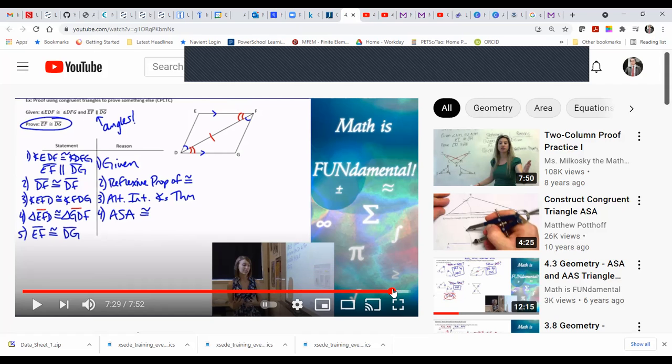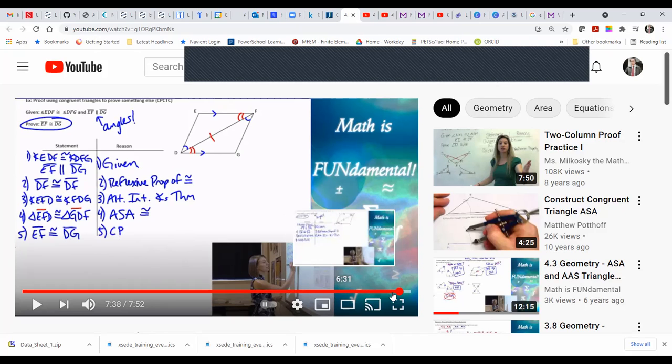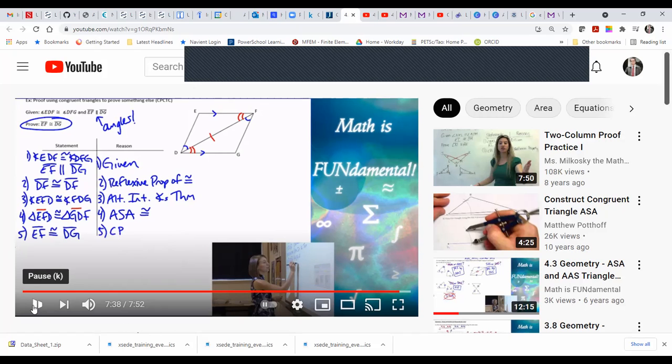So you can conclude this side is equal by using the CPCTC. Corresponding parts of congruent triangles are congruent. That's what CPCTC does for us.